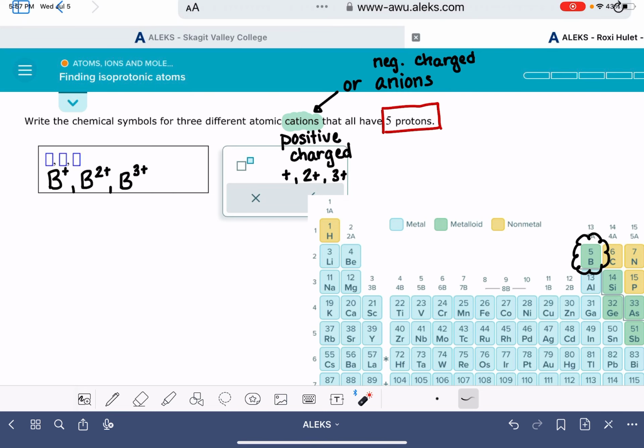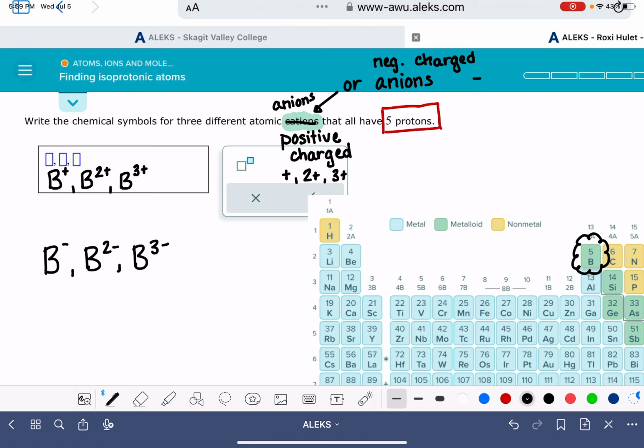Now, let's just pretend like this problem was asking us for an anion. So instead of asking me to write the formula for cations, it was asking me to write the formula for anions of an element that had 5 protons. I'd be back to boron again, because that's 5 protons. I would do a negatively charged one, just a 1- charge. I would do a 2- charge, and I would do a 3- charge. And that's all you have to do with this problem.